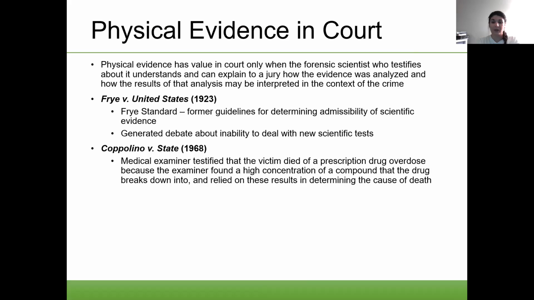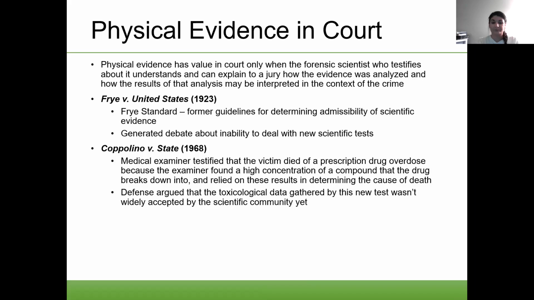So when you take a drug or medicine or anything in your body, it starts to be metabolized, so it breaks down into smaller, different components. And the medical examiner found one of those components that's known to be a breakdown product of a specific prescription drug. And based on the results of that high concentration, they said that the cause of death was an overdose of this drug. The defense argued that the toxicological data gathered in this new test wasn't widely accepted by the scientific community yet, so it shouldn't be admissible.